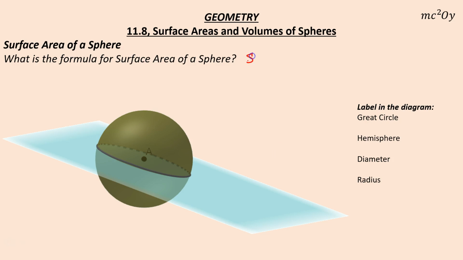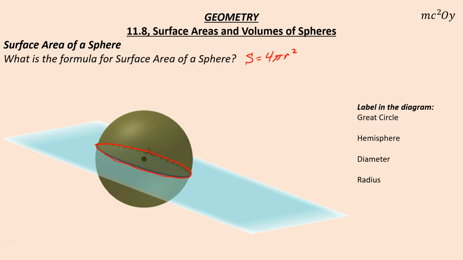Okay, so what is the formula for surface area of a sphere? Well, surface area is equal to 4 pi r squared. One thing that is important to note here are some different terms. A great circle is a circle that cuts a sphere into two congruent pieces. Those two congruent pieces, when you cut a sphere in half, are called hemispheres. A great circle is the largest circle that you can make around the outside of a sphere.